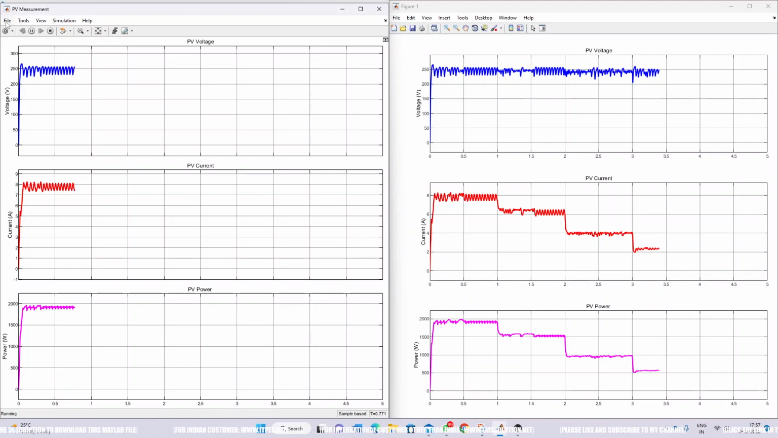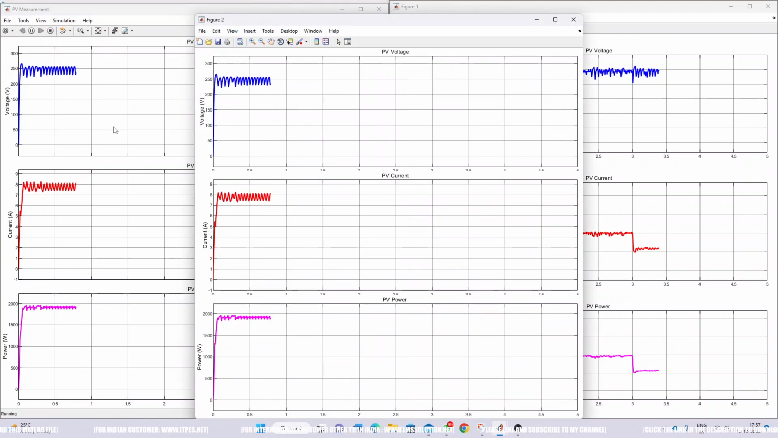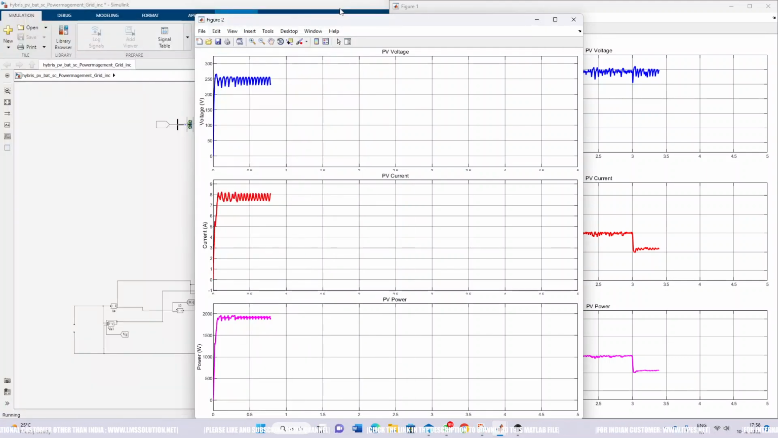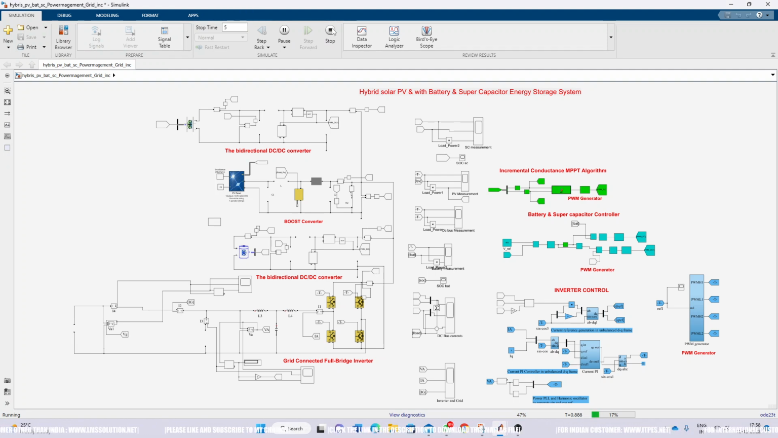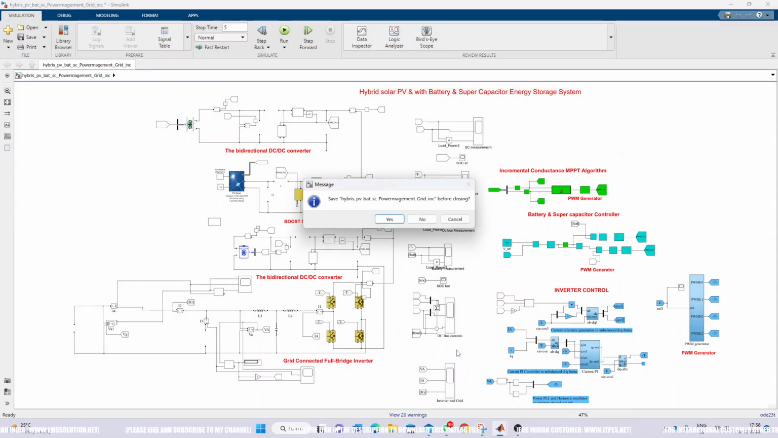So here also I'm going to use the print to figure option and then save the figure. This is for incremental conductance. You have to simulate for the full 5 seconds and then use the print figure option. For example, I'm providing the detail now. So now I stop this simulation and close this one.